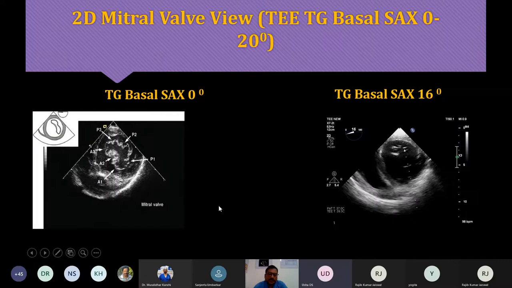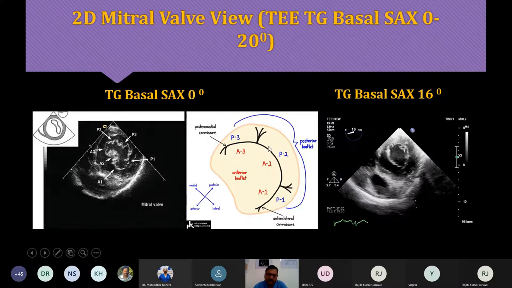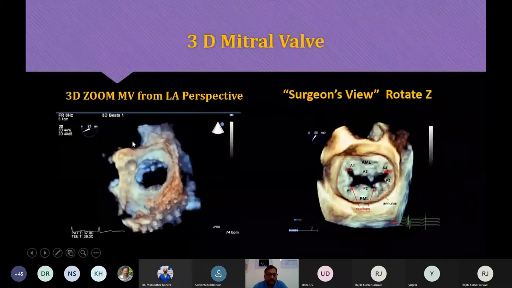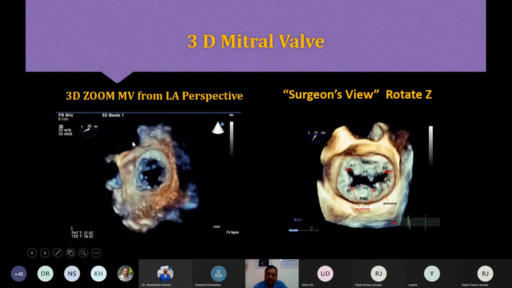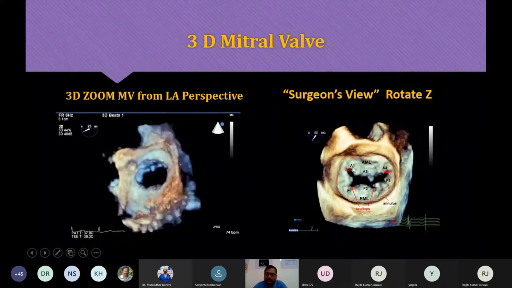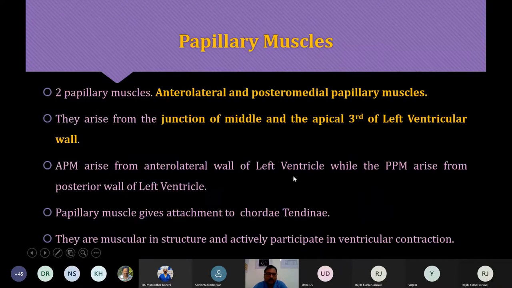So this is a transgastric basal short axis view, where you have this particular orientation of the mitral valve. Towards the far field of the image, you have A1, A2, and A3, and going posteriorly, P1, P2, and P3. This is a 3D view of one of the patients, and if we rotate this 3D view to the surgeon's view, you have the scallops of the AML and PML shown in the figure. I'll just run through this because the important topic is how to assess it.